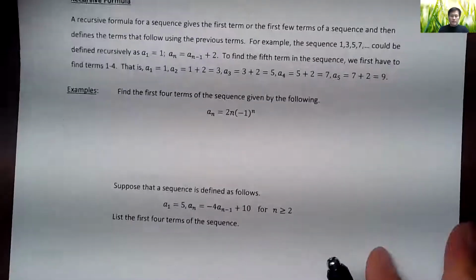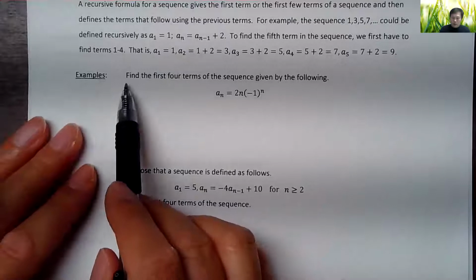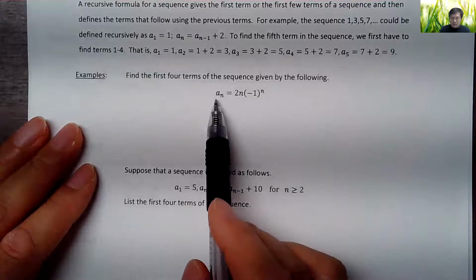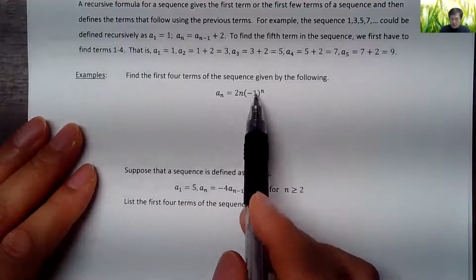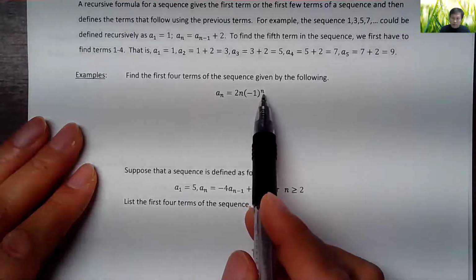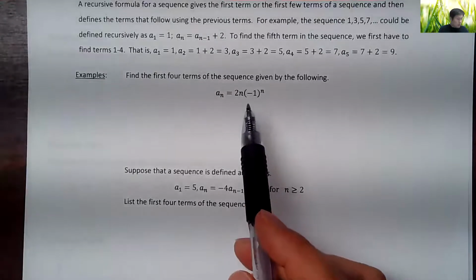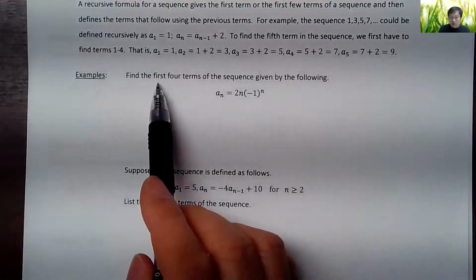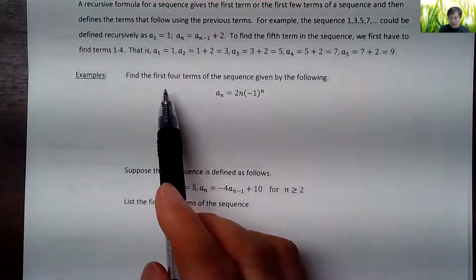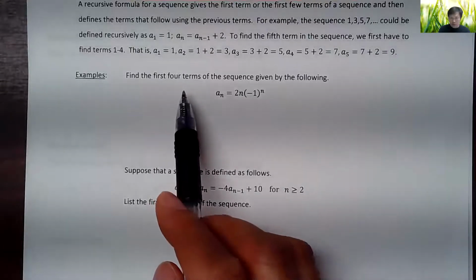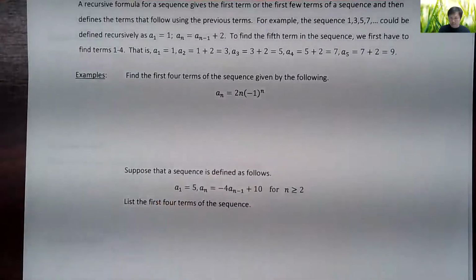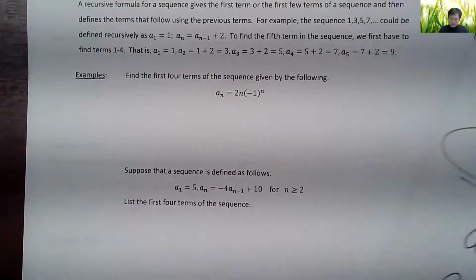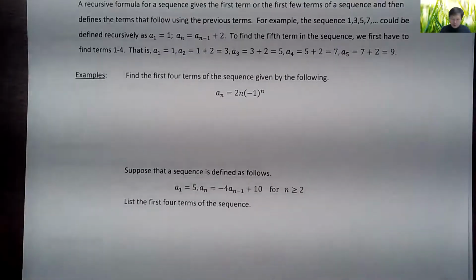Let's practice an example. Find the first 4 terms of the sequence given by the following. A sub n equal to 2 times n, parenthesis minus 1, power of n. So all you have to do is plug in the value of n. First 4 terms, so n equal to 1, n equal to 2, n equal to 3, n equal to 4, plug it in, calculate those values, then those will be the answers.